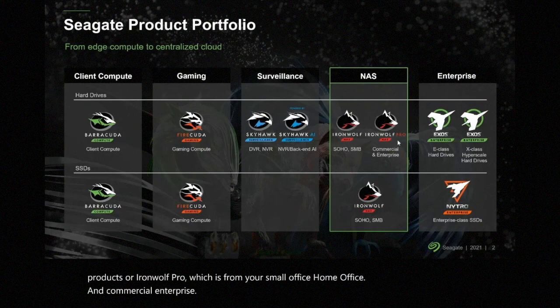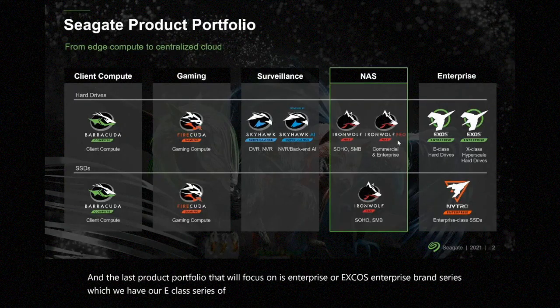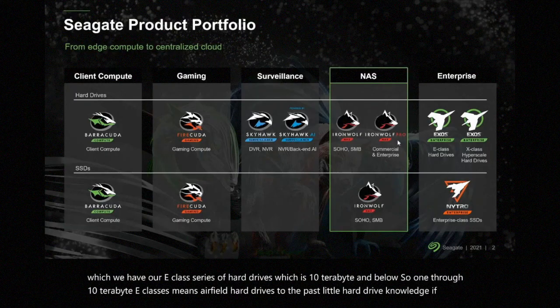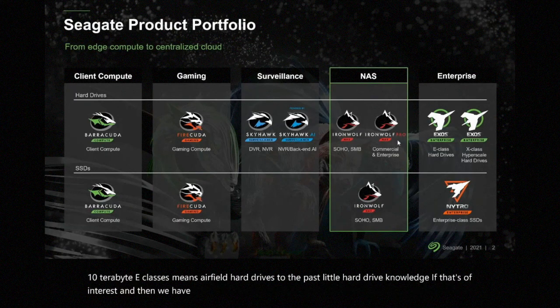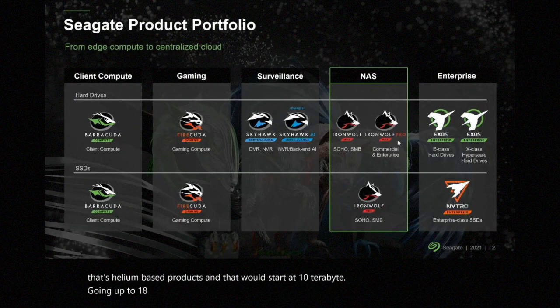And the last product portfolio that we'll focus on is Enterprise, our Exos Enterprise brand series, which has our E-Class series of hard drives, 10 terabyte and below, so 1 through 10 terabyte. E-Class just means air-filled hard drives, just to pass on a little hard drive knowledge if that's of interest. And then we have our Exos Enterprise X-Class, which is like super cool, like X-Men. That's helium-based products, starting at 10 terabyte going up to 18 terabyte shipping today. And we actually introduced 20 terabyte at the end of this year.